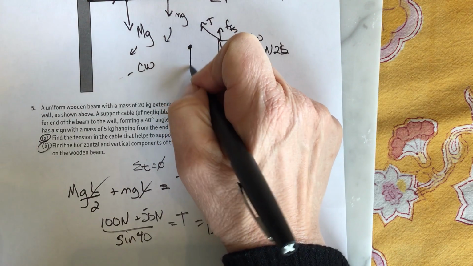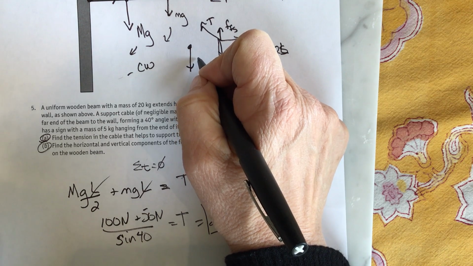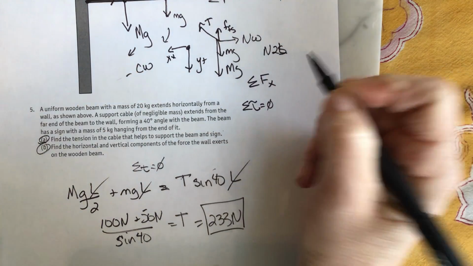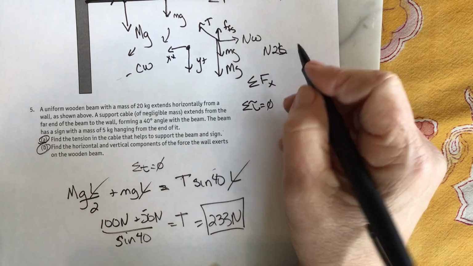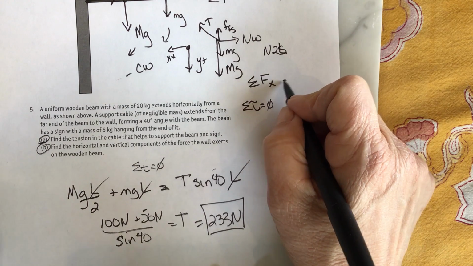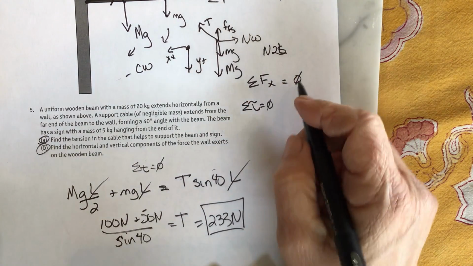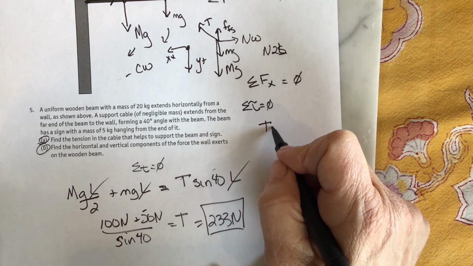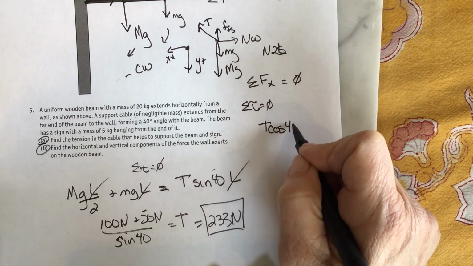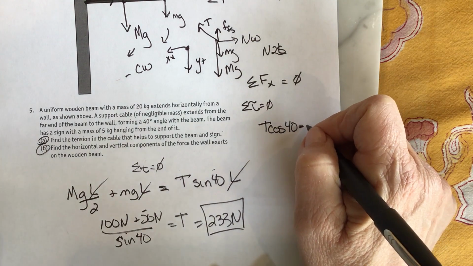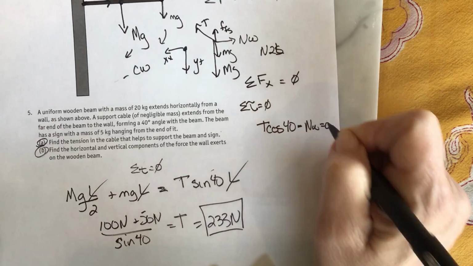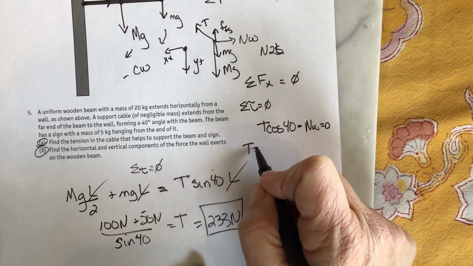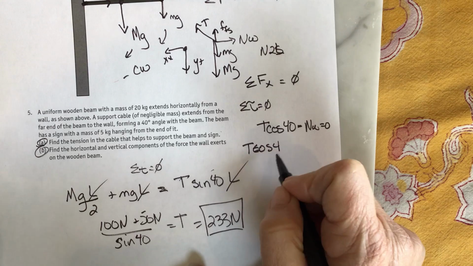All right, so I've got to make a coordinate system. I'm going to call this positive y, and I'm going to call this positive x, mostly because that's the way the tension is pulling. And so in the x direction, I've got 0. And the two things I have acting in the x direction are the tension in the x direction, so that's tension cosine 40, and I can subtract the normal force of the wall, and that'll be 0. So that one's pretty easy to get. I get normal force equals tension cosine 40.